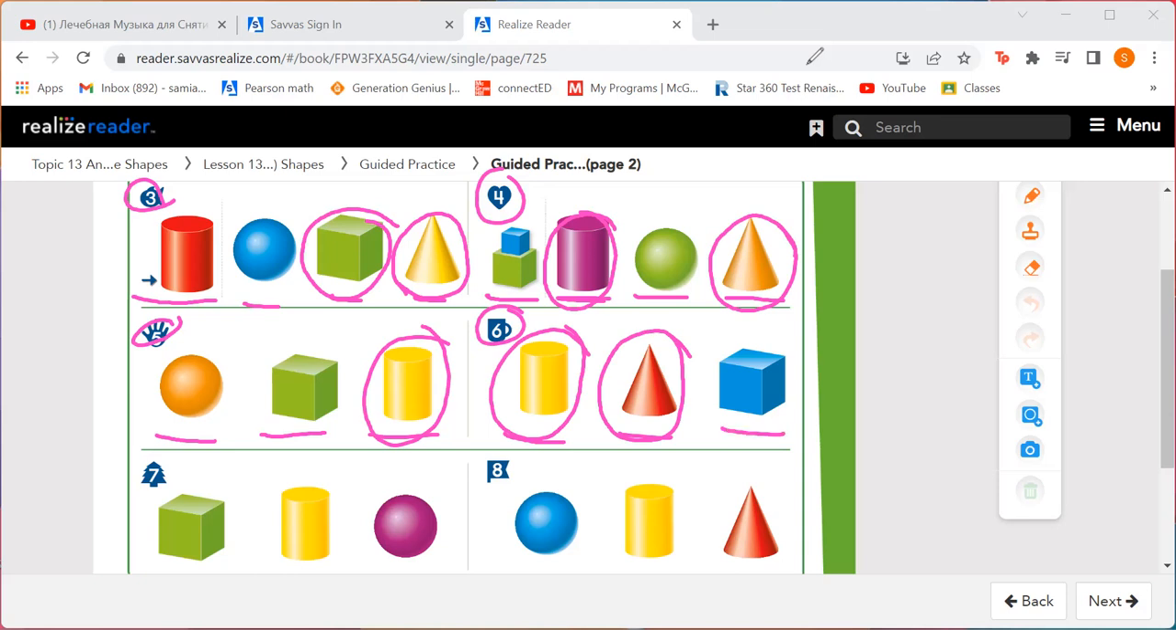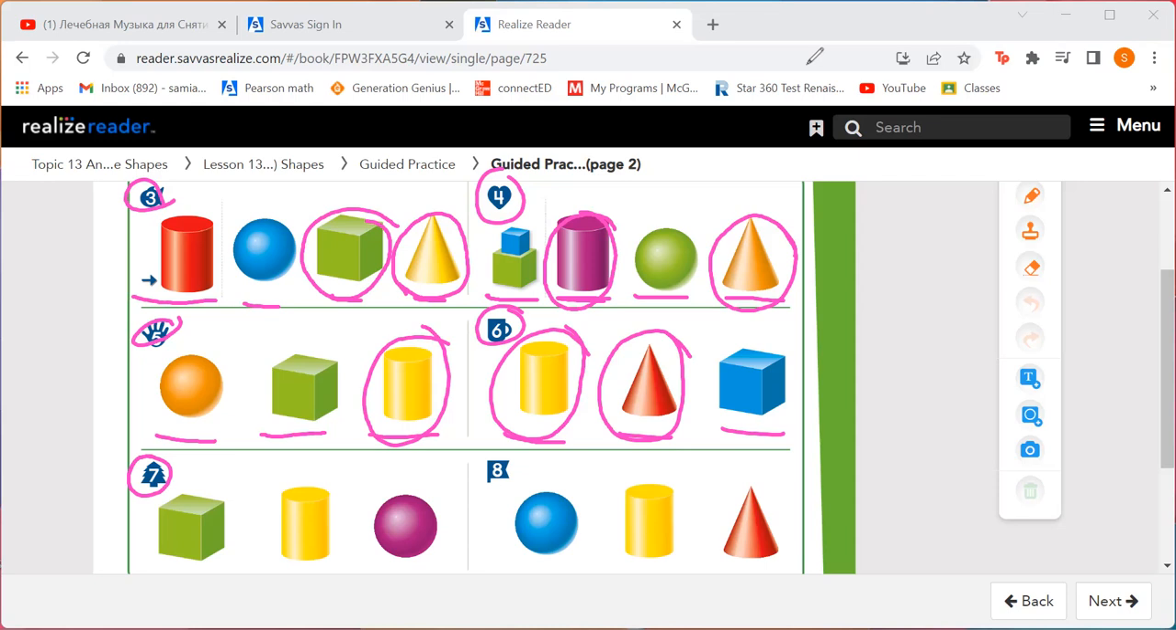Can we slide a cube? Yes, we can slide a cube, but can we roll it? No, we cannot roll it. So we are not going to circle that. Let's look at problem number 7. Draw a circle around the solid figures that stack and slide.